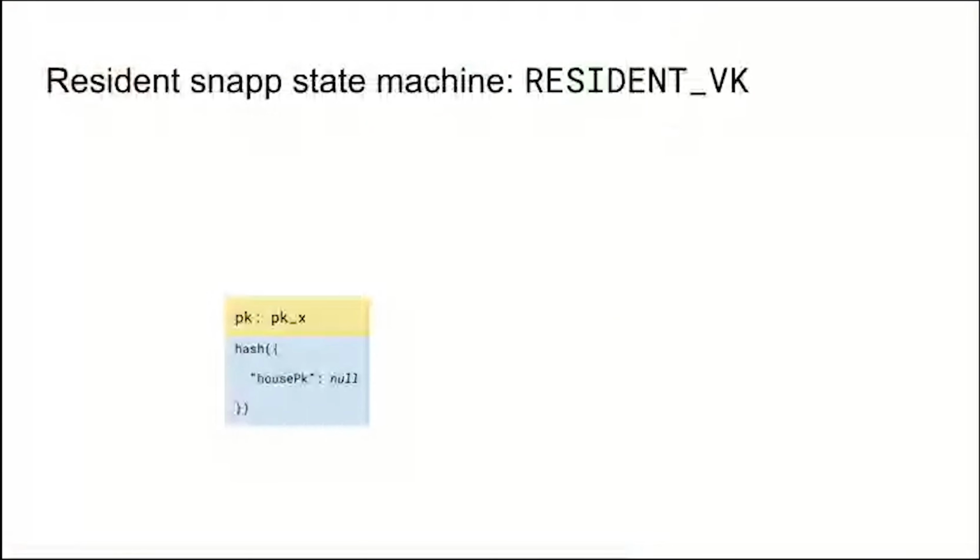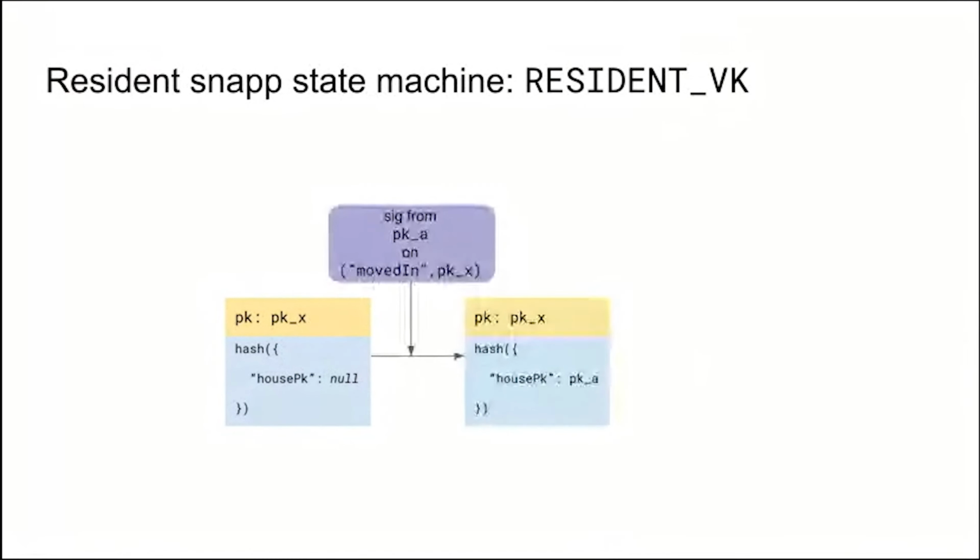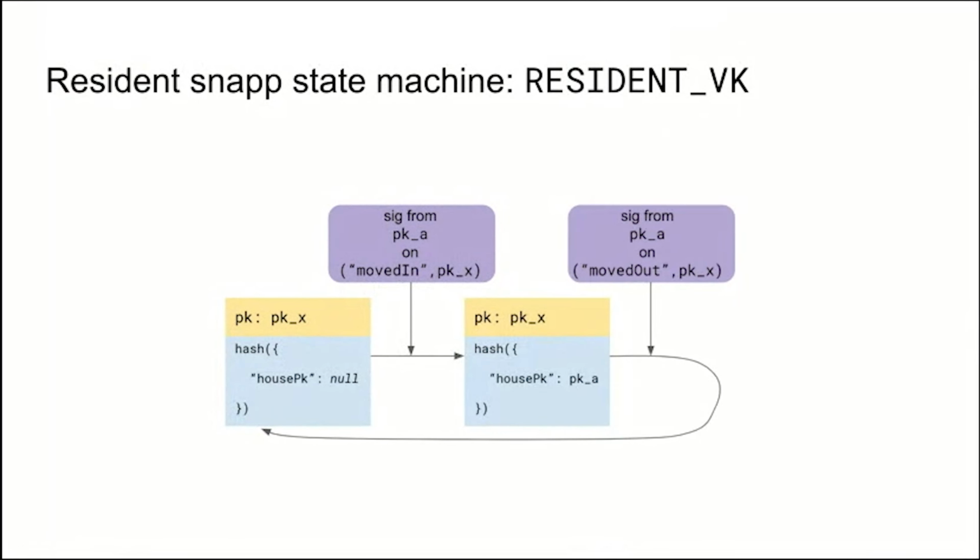And just to remind you, this is all running on this little machine that's attached to the house. That's the same machine on the local device. How does it look from the point of view of the Snap running on Mina? This is the Snap corresponding to resident PK. Well, there's the following situation. If your state says house PK equals null, and you can provide a signature from some public key PKA on the message, PKX has moved in, then you are allowed to update your state so that now house PK is PKA, and that's moving in.